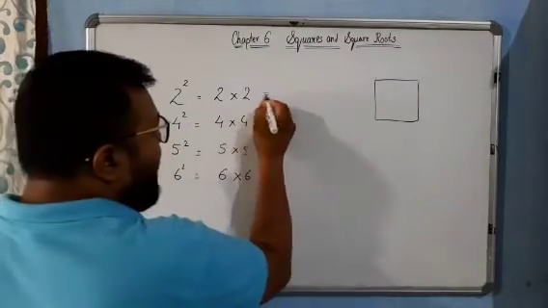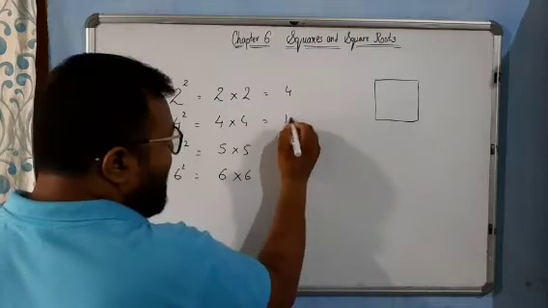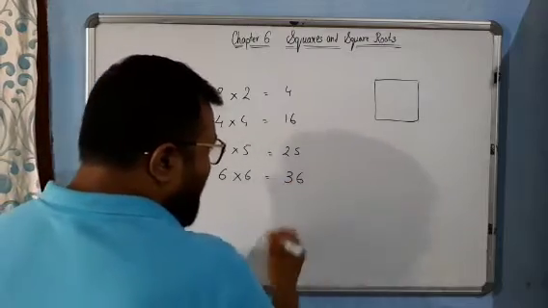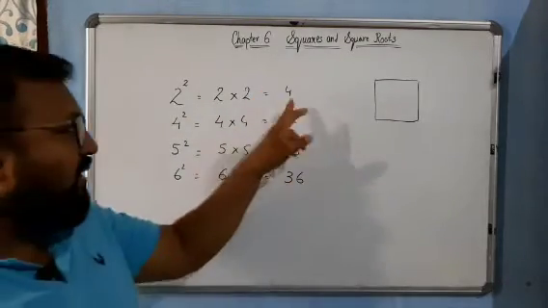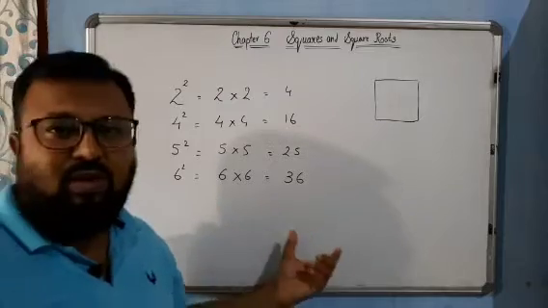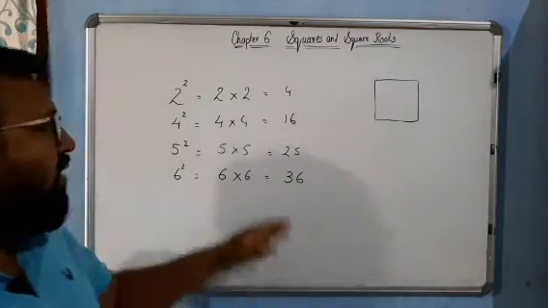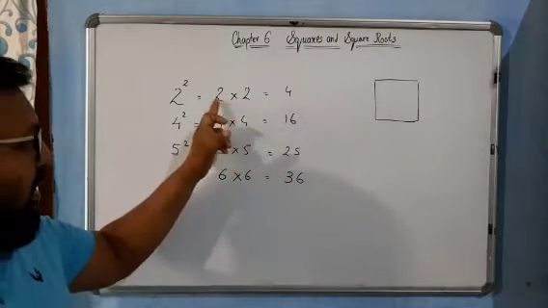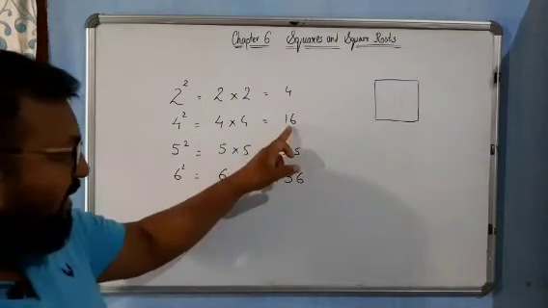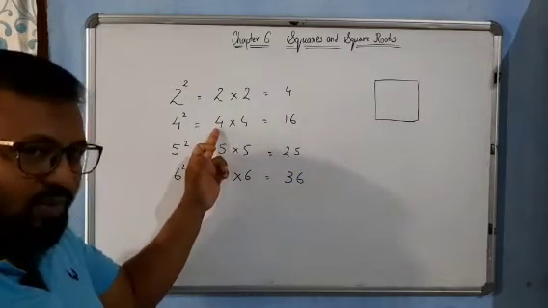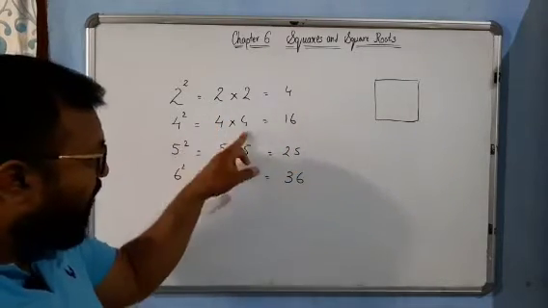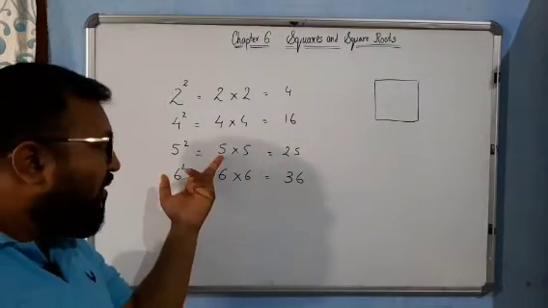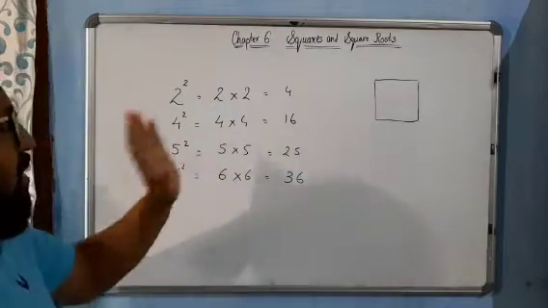So the results will be: 2 squared is 4, 4 squared is 16, 5 squared is 25, 6 squared is 36. This is all about perfect squares. These numbers are squared numbers, or perfect squares. So a square number is the product of a number with the number itself. See 16, it is the product of 4 with itself, 4 into 4. Same thing, 25 is 5 into 5. So this is all about squares.